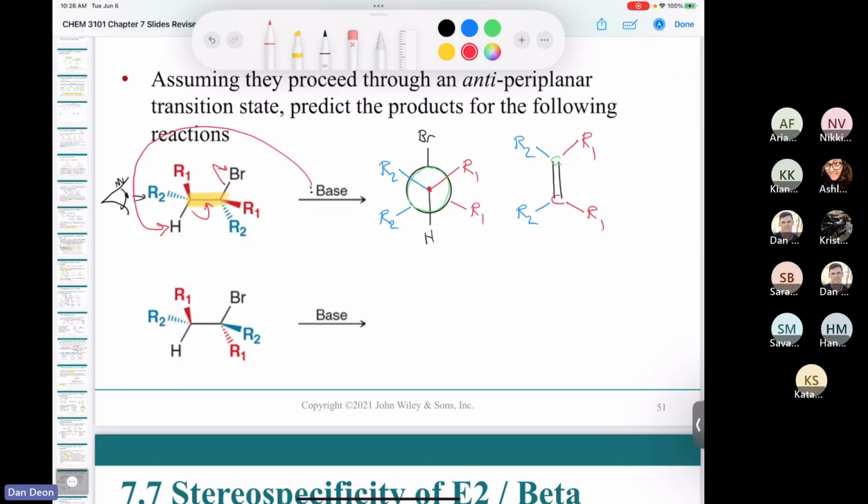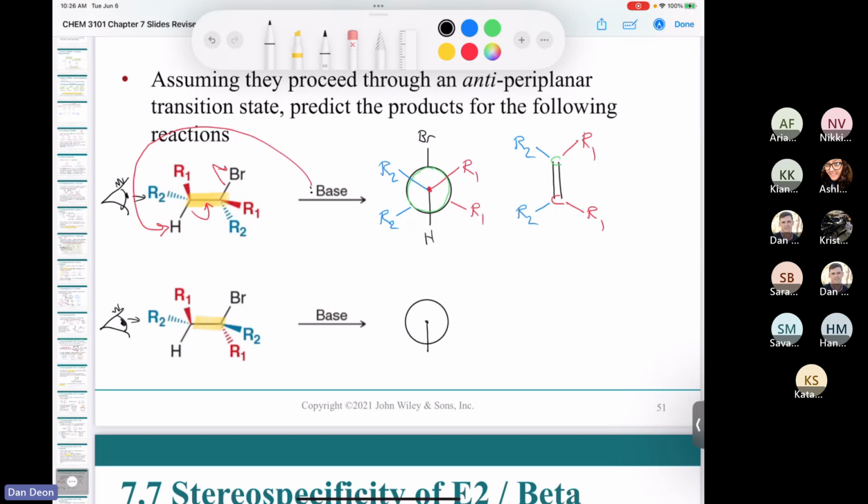All right, so let's do the same thing with this one. The next one, you can see the bromine and the hydrogen are antiperiplanar to each other. We're going to look down this carbon-carbon bond with our eyeball. So we'll draw the human eyeball here, my wonderful sketches. Okay, so now we've got the carbon in the back. Okay, and we've got the carbon in the front.